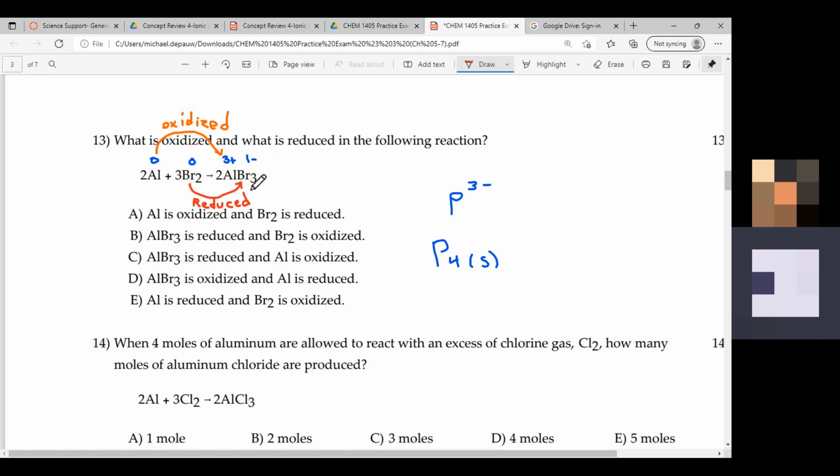Any questions on that? Like, aluminum is just positive 3. Yeah, but aluminum can, I don't know how it goes positive 3 because it's 1, 2, 3. Number 15. That's a good question.